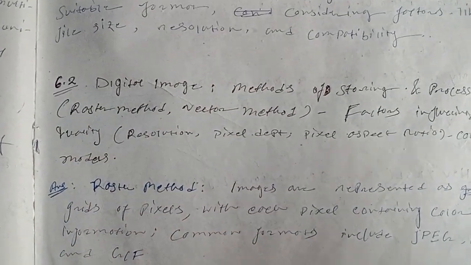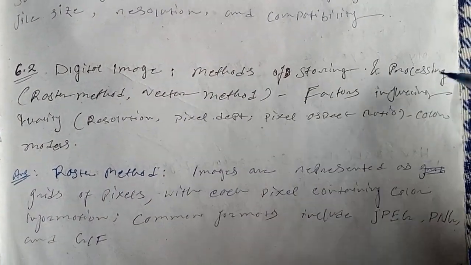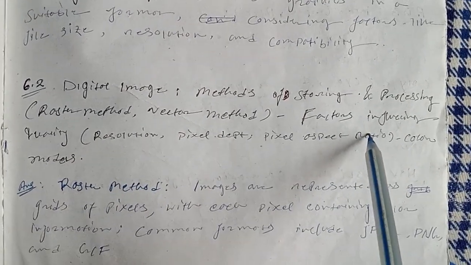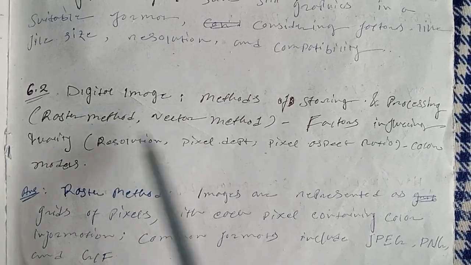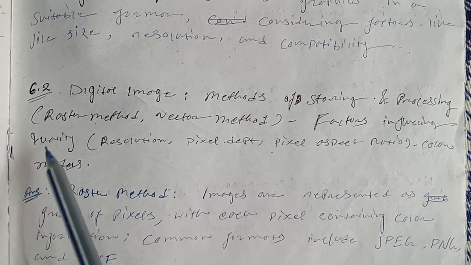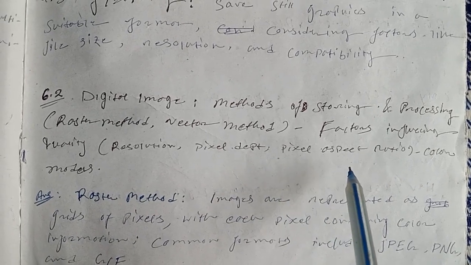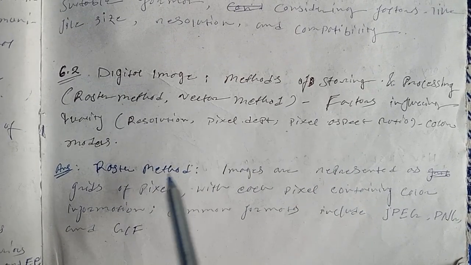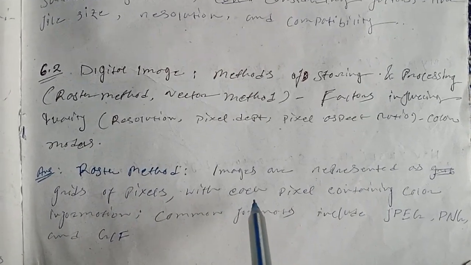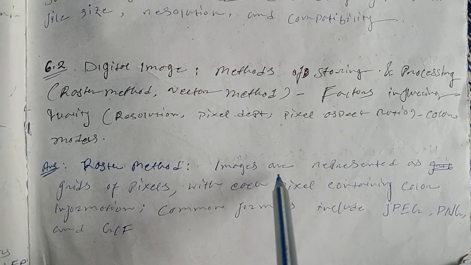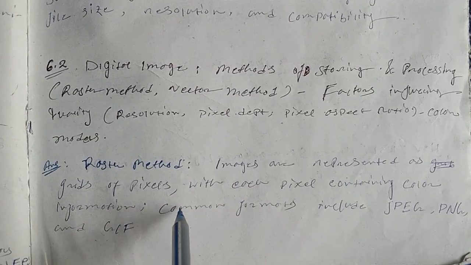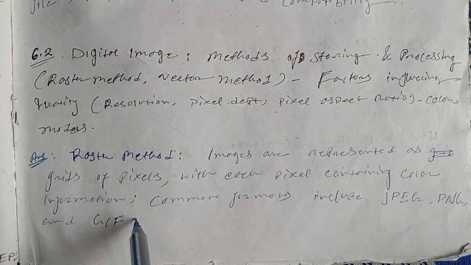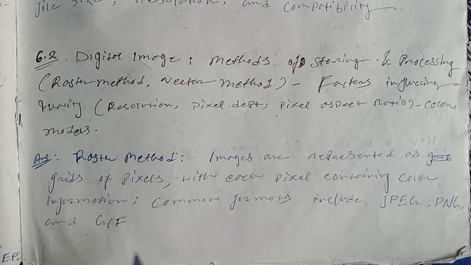Then our next topic is digital image methods, storing and processing. Those are the raster method, the vector method, and factors influencing quality: resolution, pixel depth, pixel aspect ratio, and color modes. The first process is the raster method. Images are represented as a grid of pixels, with each pixel containing color information. Common formats include JPEG, PNG, and GIF.